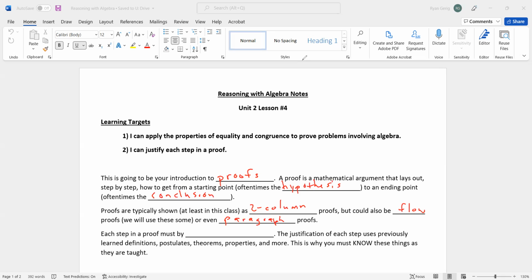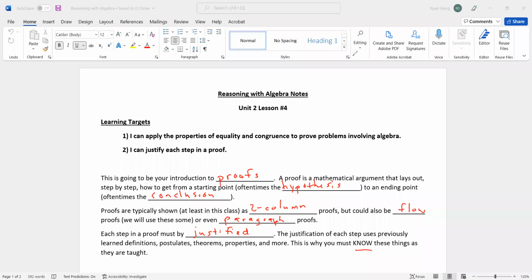Okay, each step in a proof must be justified. How do you justify one? Well, it uses previously learned definitions, postulates, theorems, properties, and more. This is why you must know these things as I'm teaching them, okay? Because you could use them in proof, and that's going to happen. We're going to go through units 1, 2, and 3, and we're going to be building a lot of theorems, a lot of properties, a lot of things like that that we then use in our proofs.